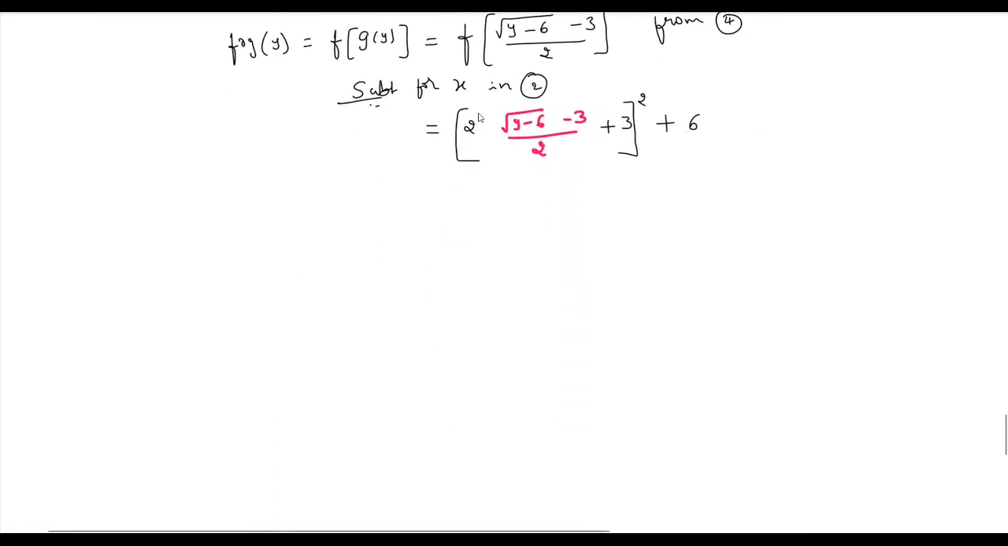Now we will be simplifying this. 2 and this 2 gets cancelled. This is outside the root. 2 already got cancelled, so I can also cancel this plus 3 and minus 3, which will result in root of (y minus 6) whole square plus 6. This will be y minus 6 plus 6, which gets cancelled, and that happens to be y, which will be f of g of y.